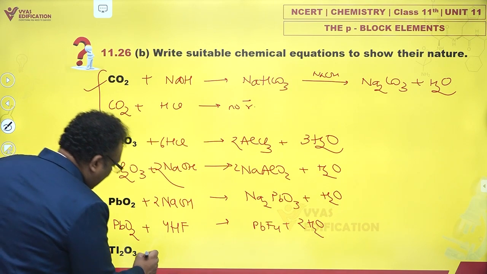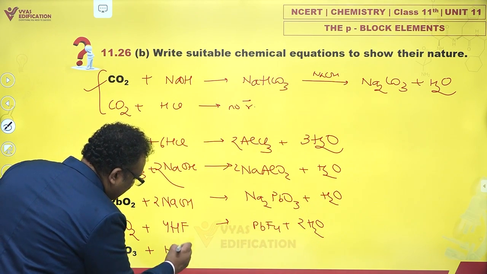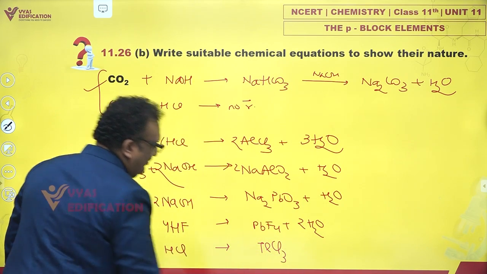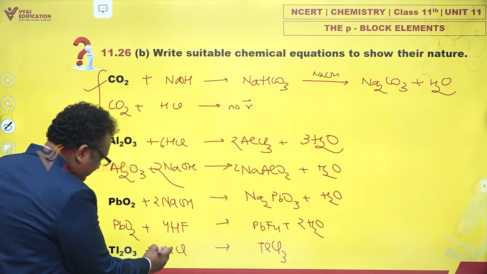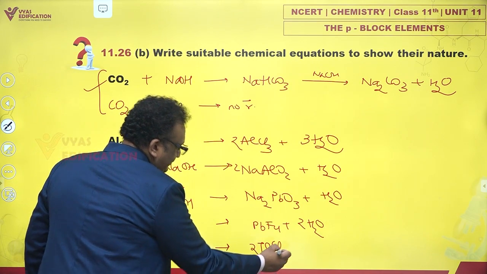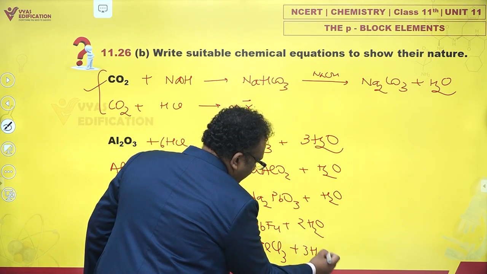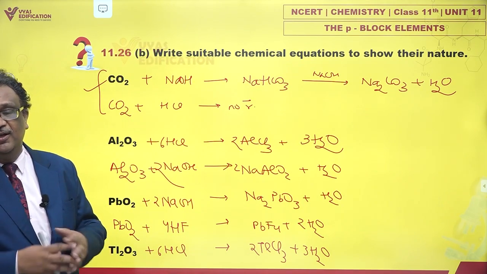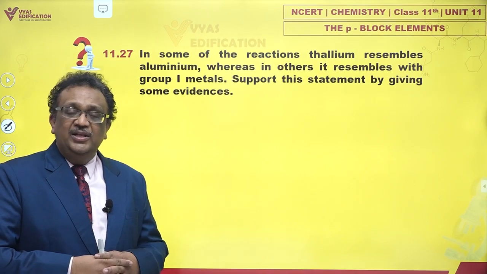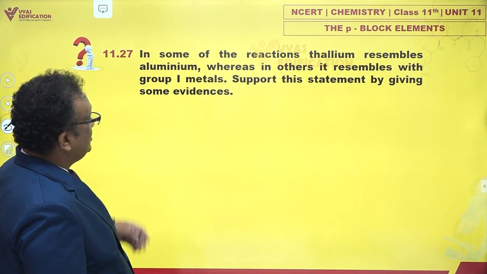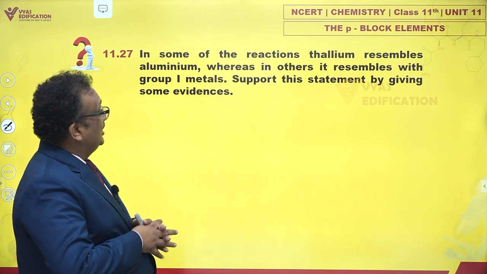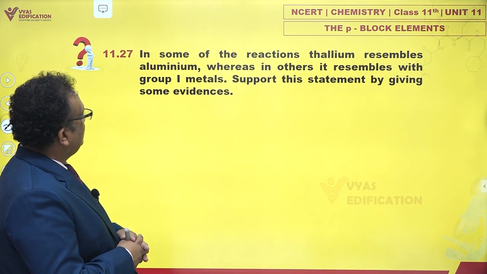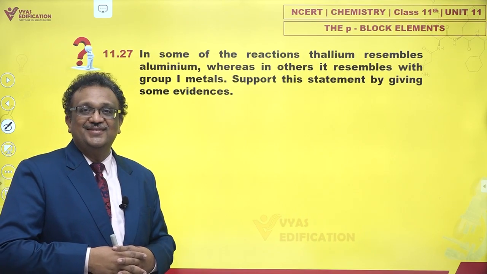Tl2O3 is a classical base. With HCl, it can give you TlCl3, or with HF, it can give you TlF3 also. But the same Tl2O3, if you add NaOH, you would get no reaction. It won't react at all. In some of the reactions, thallium resembles aluminium, whereas in others it resembles group 1 metals. Support this statement by giving some evidences.